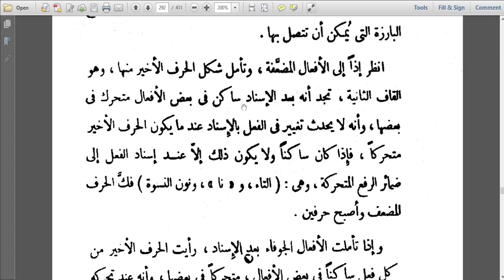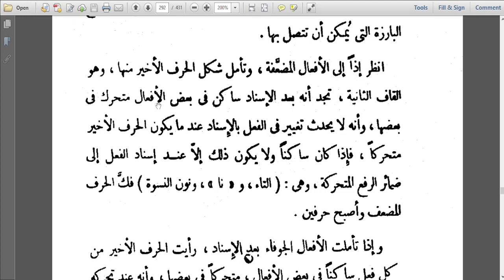It says تجد أنه بعد الإسناد ساكن في بعض الأفعال. You find it being sakin, yani it has sukun. The last letter, in some of the isnad, it comes with sukun, yani it is sakin.